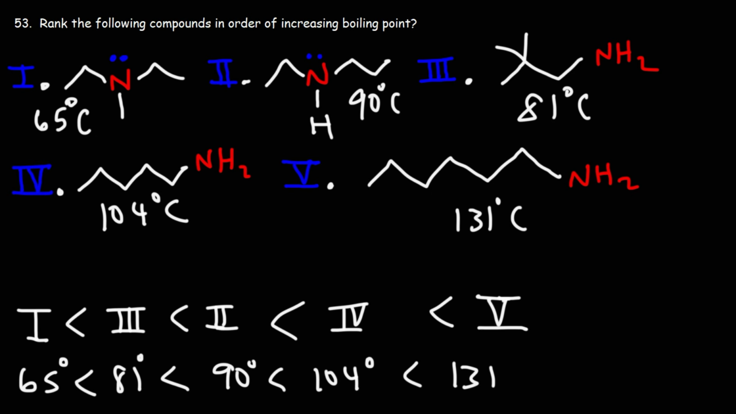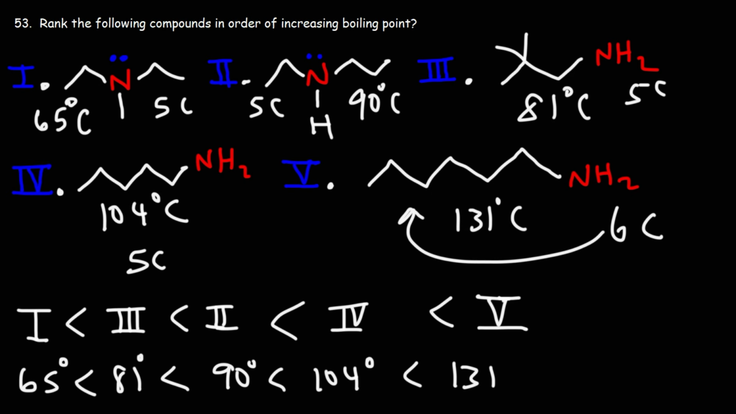The second thing is to look at which one has more carbon atoms. This one has the greatest number of carbon atoms. We have 6 carbon atoms. This one has 5. This has 5, 5, and 5. So because we have more carbon atoms here, that's going to give us the highest boiling point. Now, among compounds 1 through 4, which all have 5 carbon atoms, that's when we start looking at branching. A straight chain hydrocarbon is going to have a higher boiling point than a hydrocarbon that's branched.